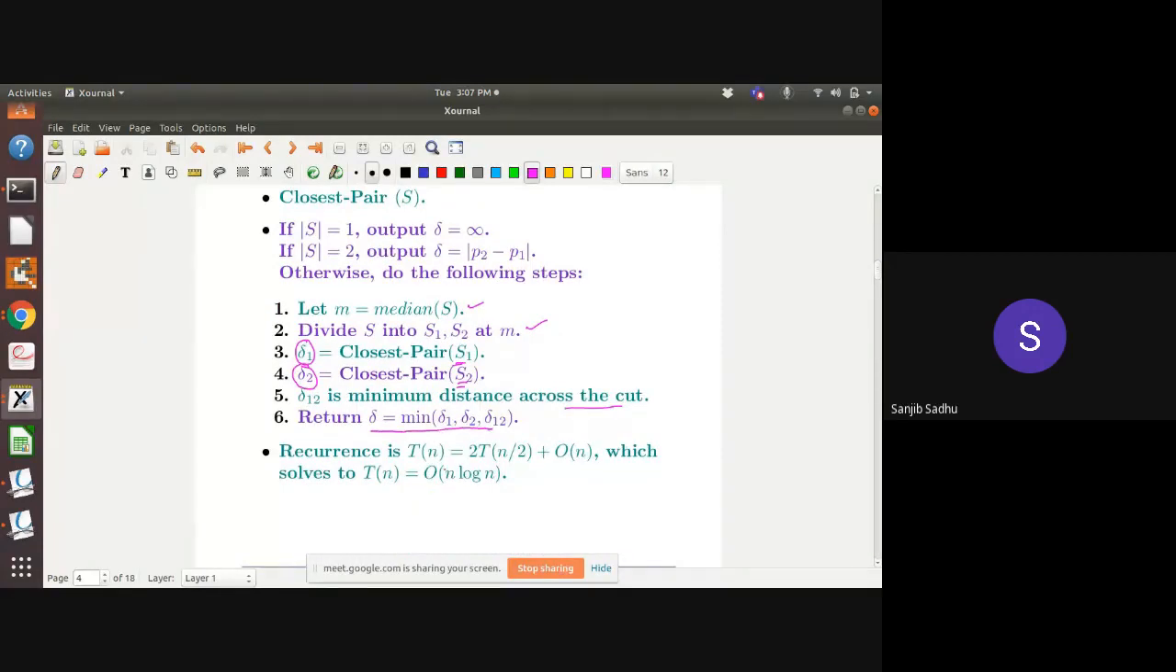What will be the recursion equation? T(n) equals 2T(n/2) plus big O of n. This part you understand. If T(n) is the running time complexity for the entire problem, then T(n/2) will be for half of the points in S1 and for half of the points in S2. So T(n/2) plus T(n/2) is 2T(n/2). And now which corresponds to this big O of n? Can you tell me?